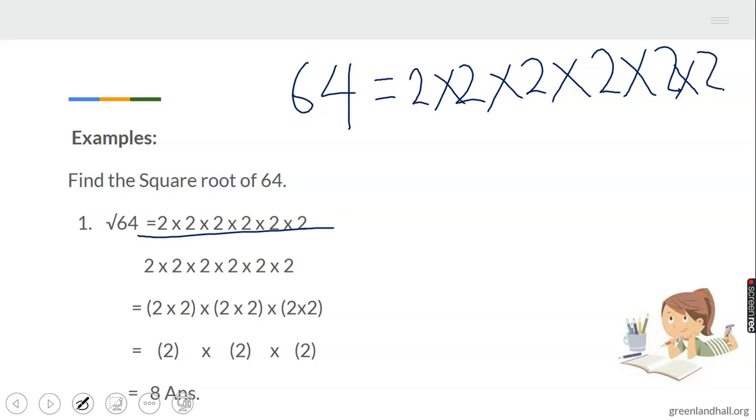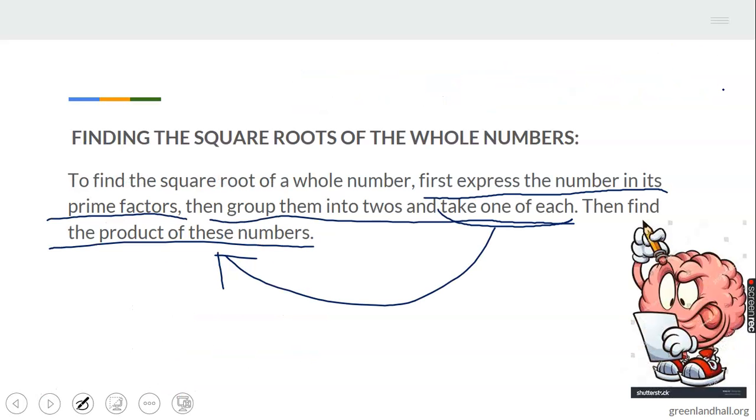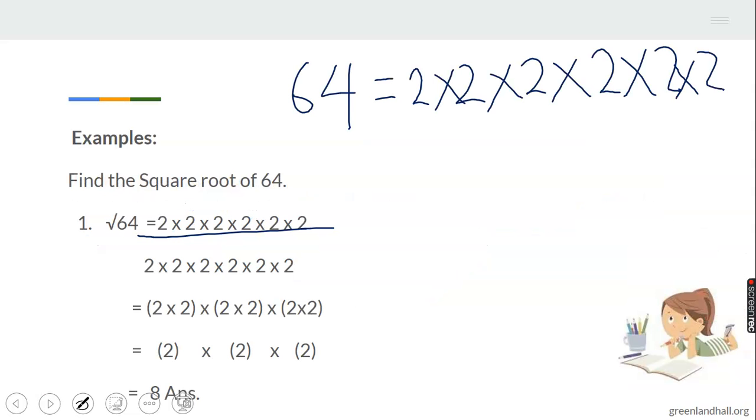Then the next thing we have to do is group them. After you have checked the prime factors, you group these numbers in twos. Remember this, if it can be grouped in twos, we do it. They always can. 1, 2, and 3. All in twos. Is that not so? Then the third thing I'm to do is pick one from each.